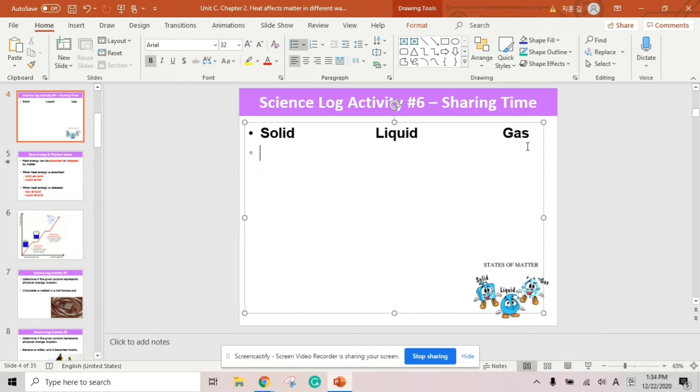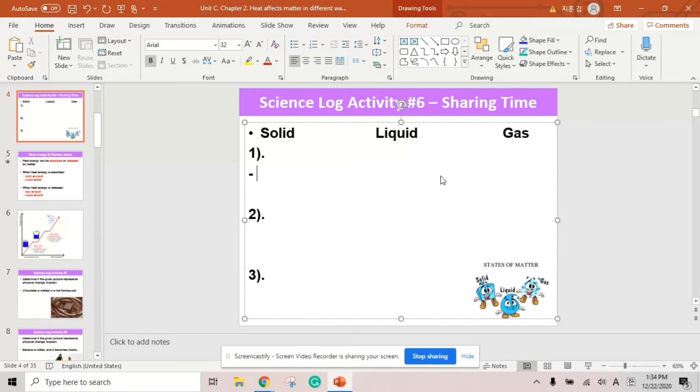All right, let's get this started again. I'm going to share some of my answer and I want you to compare with yours. The question asks you to write down 3 observable differences between solid, liquid, and gas. So I'm going to put each of them.